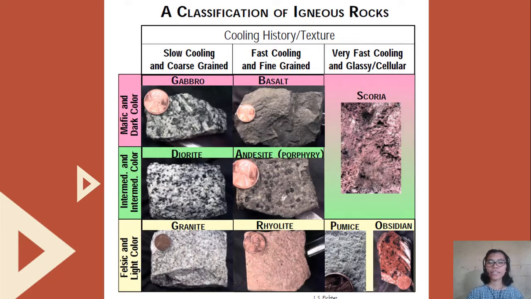Okay, so classification of igneous rocks. On this side, we have the texture of igneous rocks: felsic and light color, intermediate and intermediate color, mafic and dark color. And also on this side, we have the cooling history. For example, slow cooling and coarse grain, gabbro, and it is mafic and dark color, which means it has a low silica content.